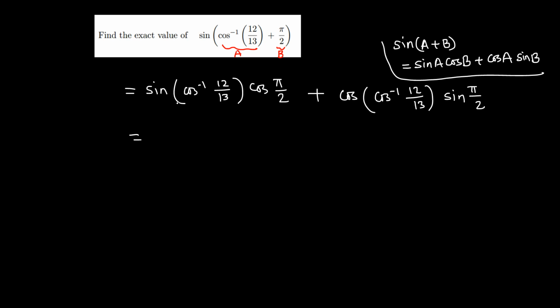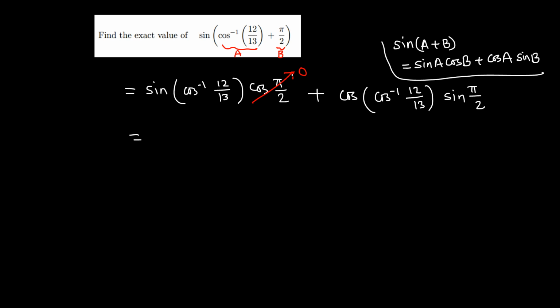Okay, now we need to evaluate the value of sine of cosine inverse 12 over 13. So based on this, we draw a right triangle, and from there we find the value of sine of this. Okay, but if you are careful enough, look at this carefully. Cosine of pi over 2, what is the value of cosine pi over 2? That's 0. So since this is 0, and 0 times this number will be 0 as well, we don't have to find anything here.